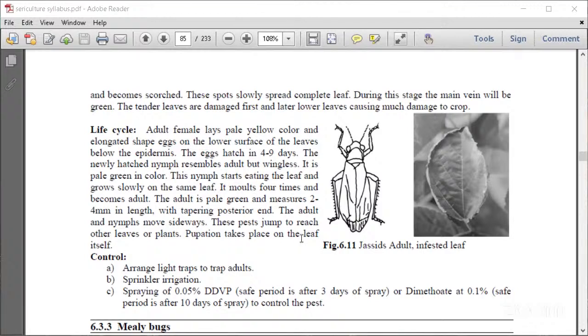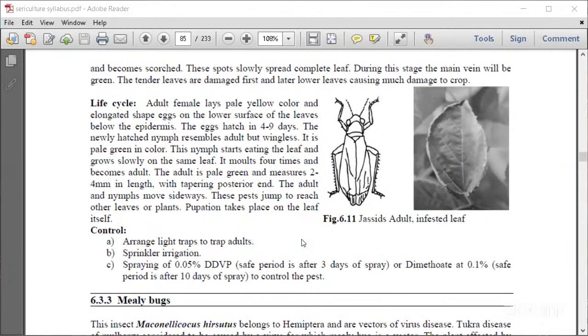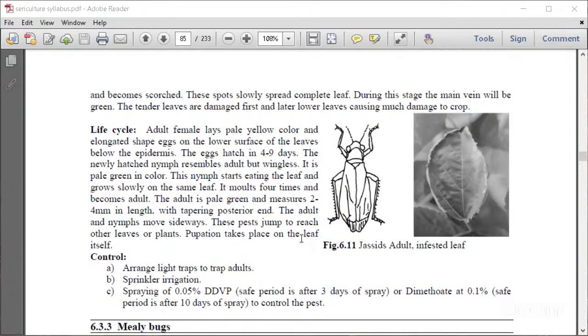It molts 4 times before becoming an adult. The adult is pale green in color, measures 2 to 4 millimeters in length, with a tapering posterior end. The adult and nymphs move sideways. These pests jump to reach other leaves or other plants. The pupation takes place on the leaf itself.